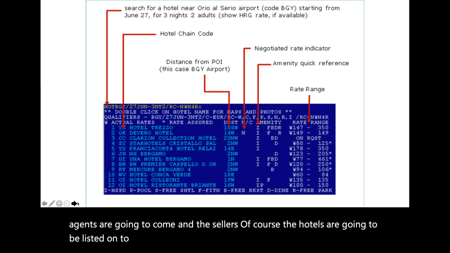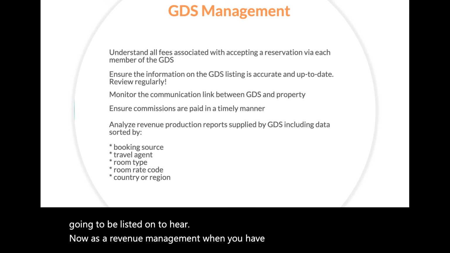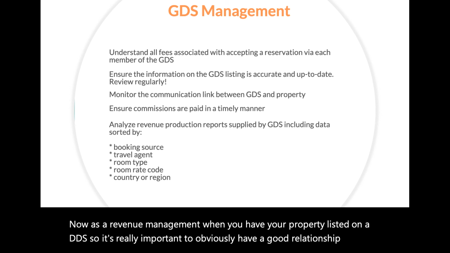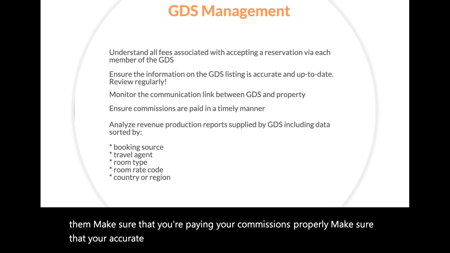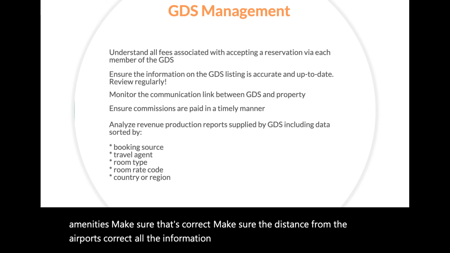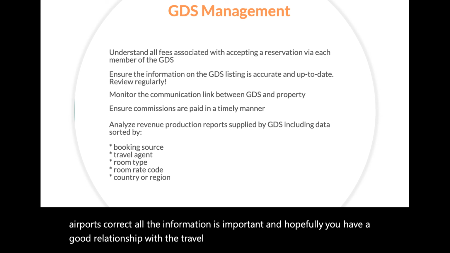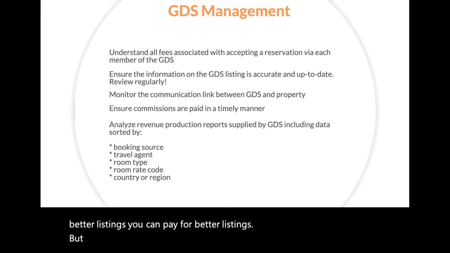Now, as revenue management, when you have your property listed on a GDS, it's really important to have a good relationship with them, make sure that you're paying your commissions properly, make sure that you're accurate and up to date on your listing. Again, we saw those amenities, make sure that's correct, make sure the distance from the airport is correct. All the information is important. And hopefully you have a good relationship with the travel agents. That way you can hopefully get better listings. You can pay for better listings, but ideally you just want to make sure that your information is up to date. Now let's move on to our internet distribution.